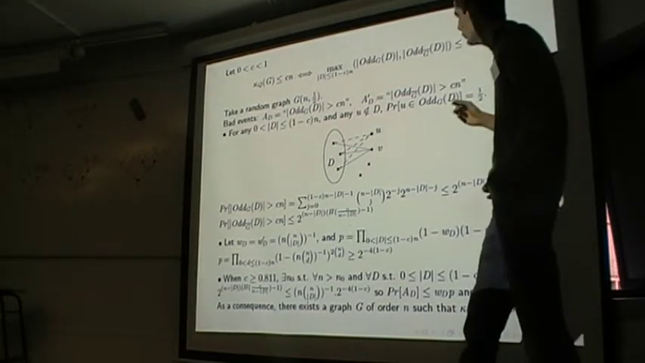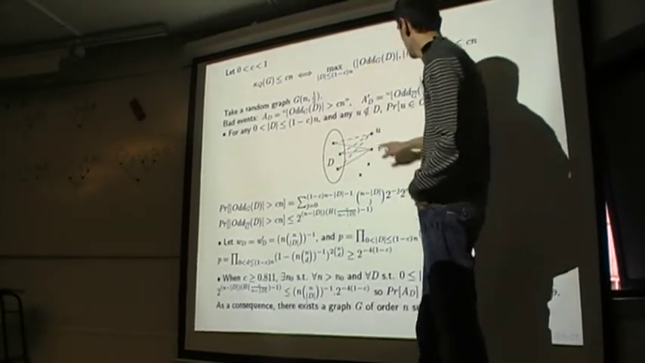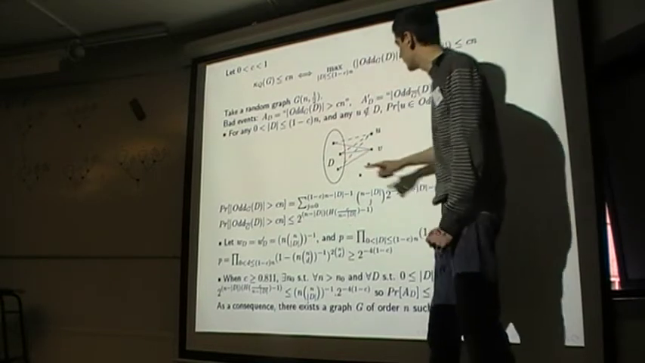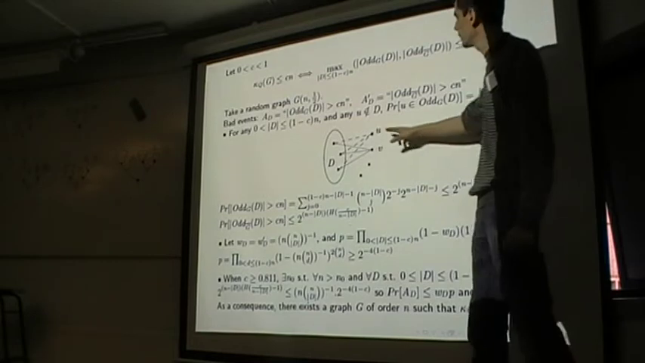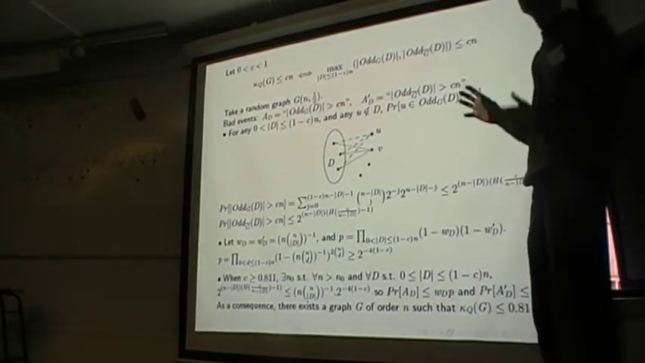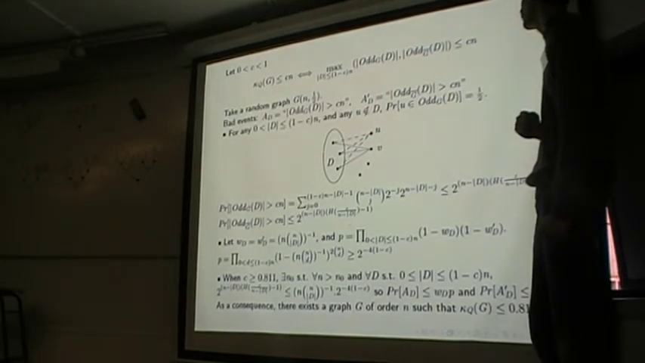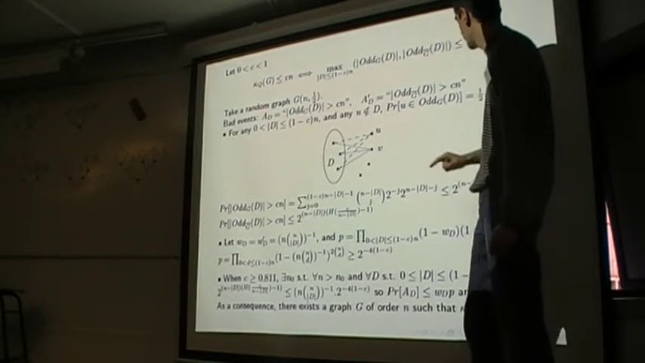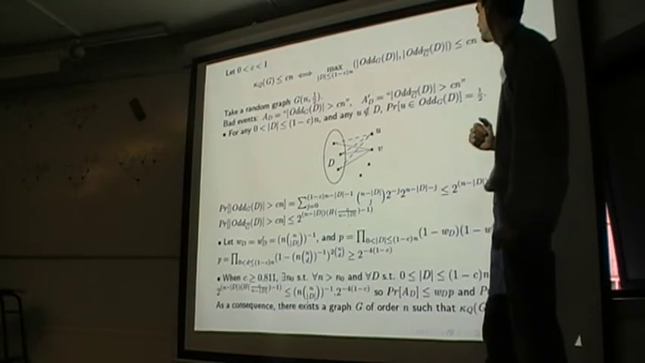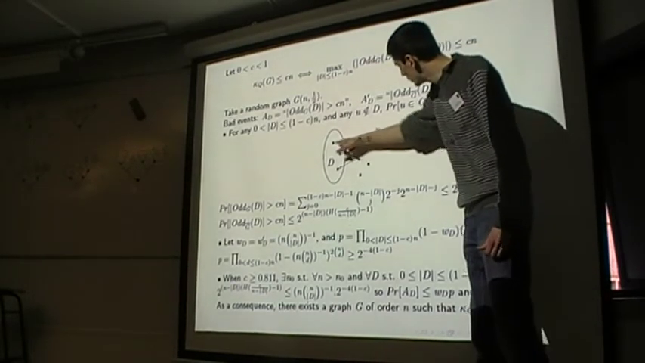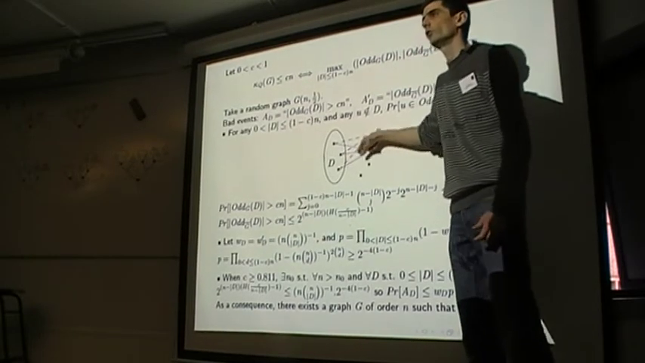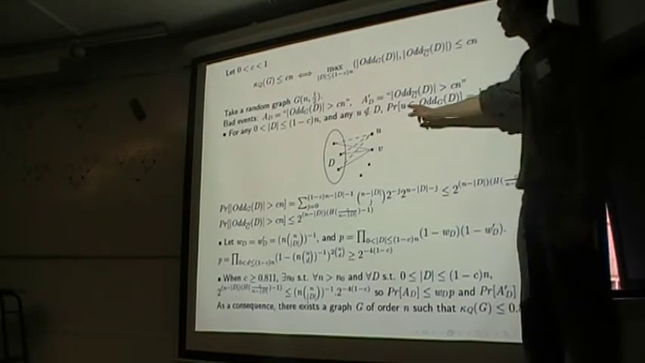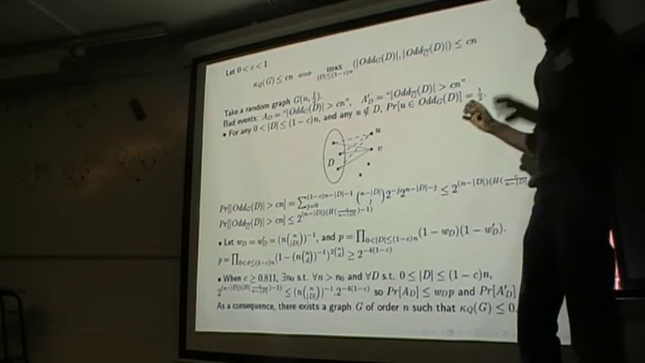Now if we fix a set of vertices D and a vertex U, the probability that U belongs to the odd neighborhood of D is 1/2, because every edge occurs with probability 1/2. Moreover, if we consider another vertex V, the probability for V to be in the odd neighborhood of D is also 1/2, and this depends only on different edges from the previous ones. It depends on distinct edges, so we can conclude that these two events are independent.